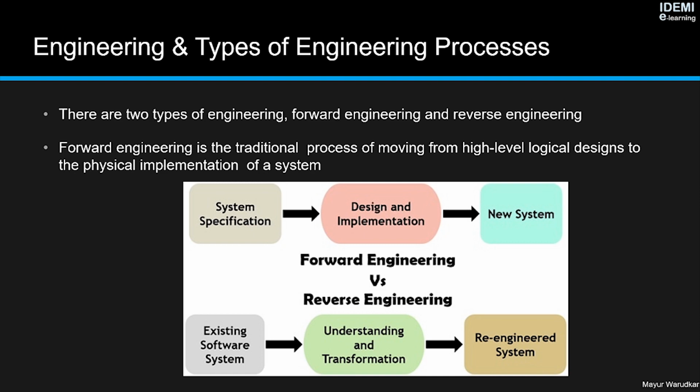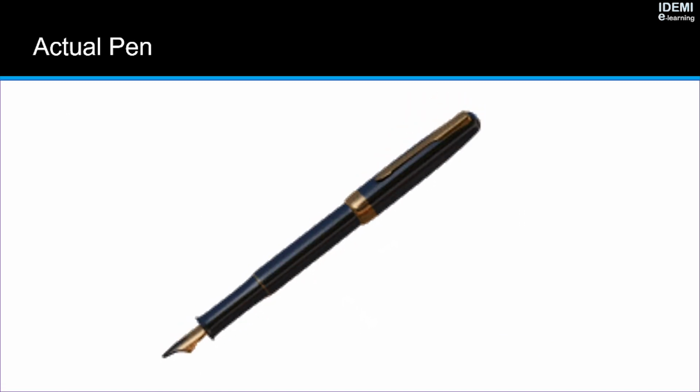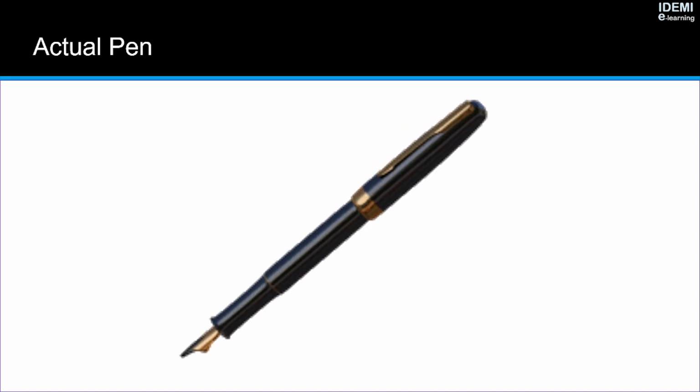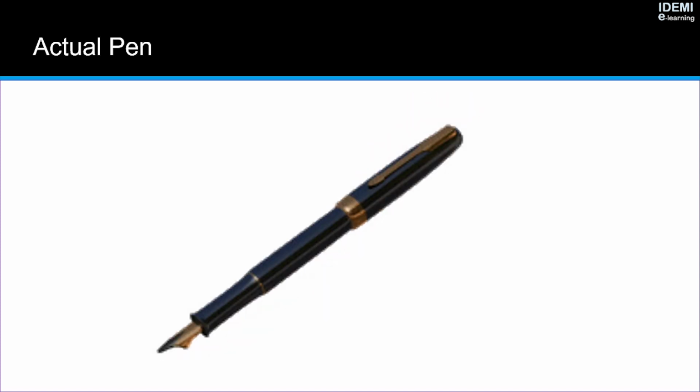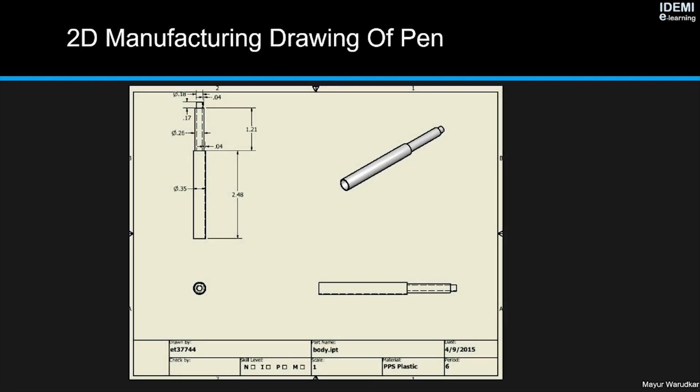In easy words, for example, if we want to do reverse engineering of a pen, first we need to have an actual pen. With the help of measuring instruments, a 3D model is created in CAD software. The next step will be making a 2D drawing for manufacturing and then making an assembly drawing.